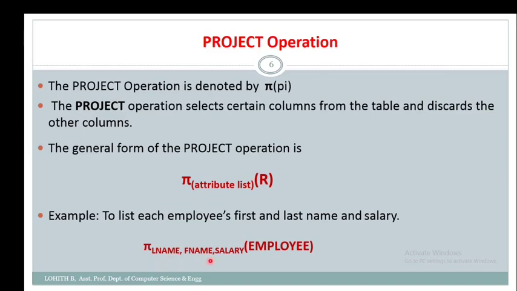So here we don't specify the condition, here we specify the attribute. So the resultant output will just consist of the last name, first name, and the salary. The rest of the columns will be discarded.